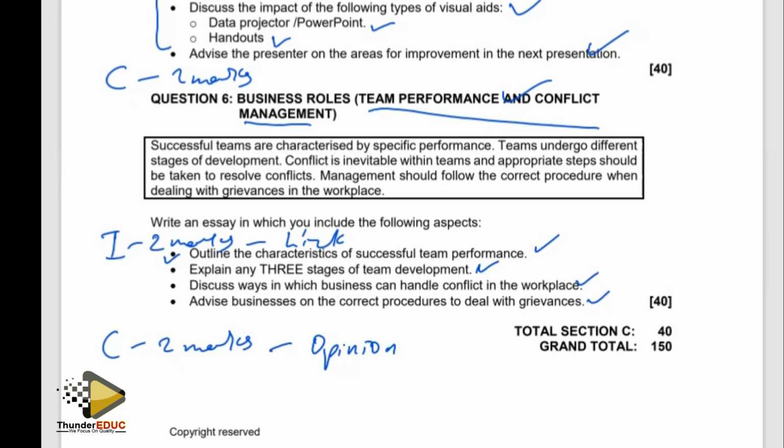Okay, so now let's check bullet number 2. So now bullet number 2 is supposed to explain any 3 stages of team development. So now for stages of team development, we have the forming stage, where individuals gather information and impressions about each other and the scope of the task and how to approach it. So also teams are comfortable and polite with each other during this stage.